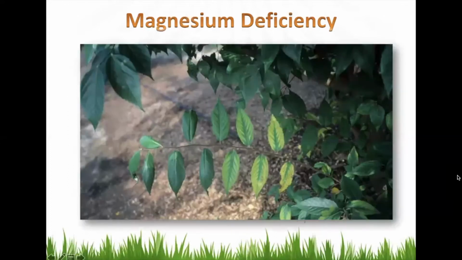Here again, with magnesium deficiency, we see not the newer leaves turning, but the older leaves turning, with the marginal chlorosis, and then in the center we still have that green healthy arrow.